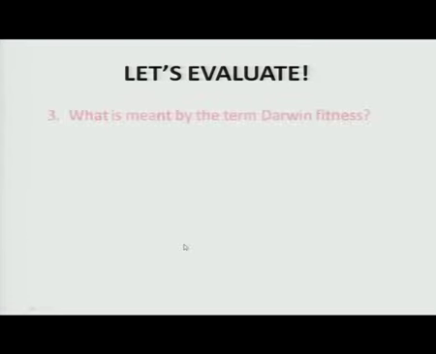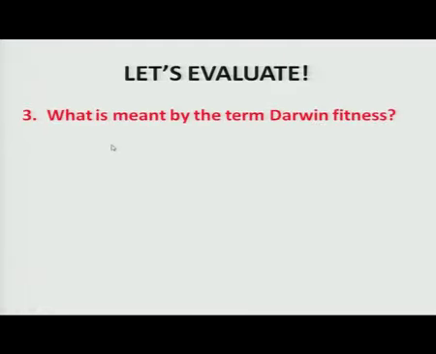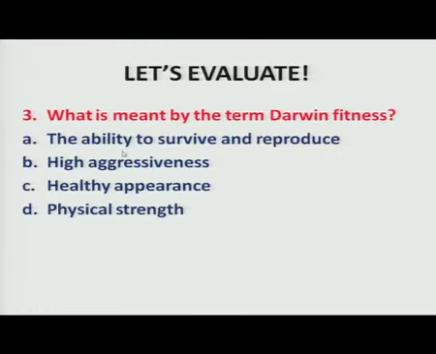Next question, what is meant by Darwinian fitness? The ability to survive and reproduce? I told you that fitness essentially meant reproductive fitness. If an organism is able to adapt and increase its offspring, increase its progeny, then it is said to be fit. So, the A option is right here, the ability to survive and reproduce.